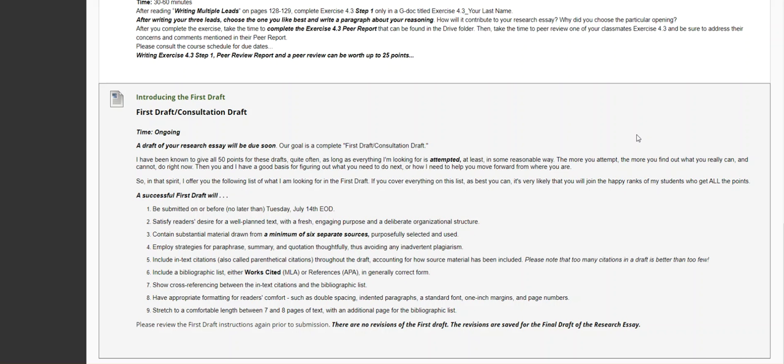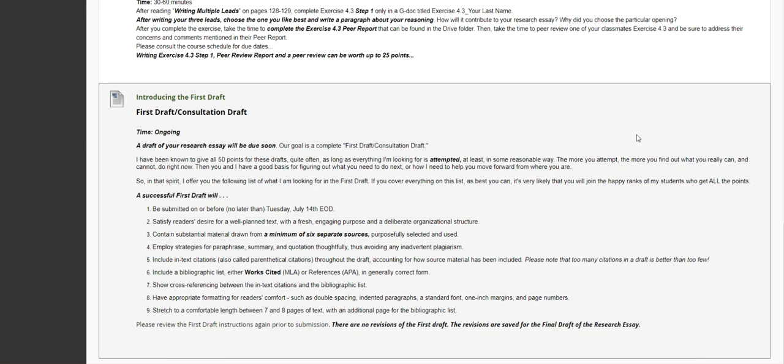You have to draw on a minimum of 6 separate sources purposely selected and used. Employ the strategies of paraphrase, summary, quotation, right? You want to avoid inadvertent plagiarism. I need in-text citations, also those parenthetical citations throughout the draft. You might want to check the section in Blackboard about using and citing sources. Okay. Include your bibliographic list, your works cited or references page. I need to cross-reference your sources, right? That is the next item here.